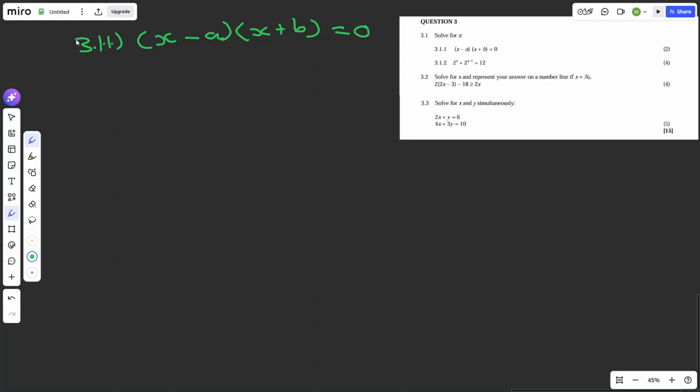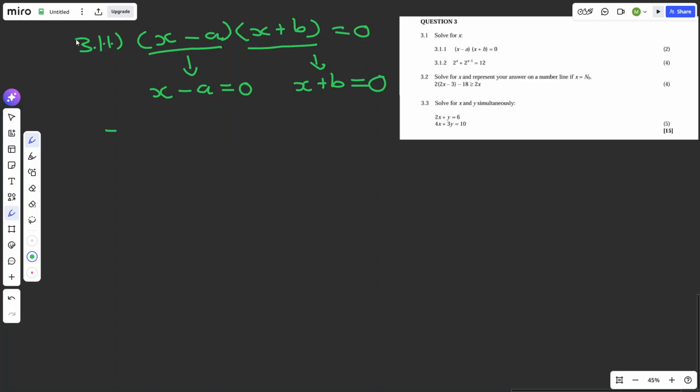So now here we are required to solve for x. So the solution we get here is going to have to be in terms of a and b. What's given here is two factors, which simplifies it for us. So we're going to take each of these factors and equate it to 0. So for the first one here, we'll have x minus a, equate that to 0. For the next one here, we've got x plus b, and then we equate that to 0 as well.